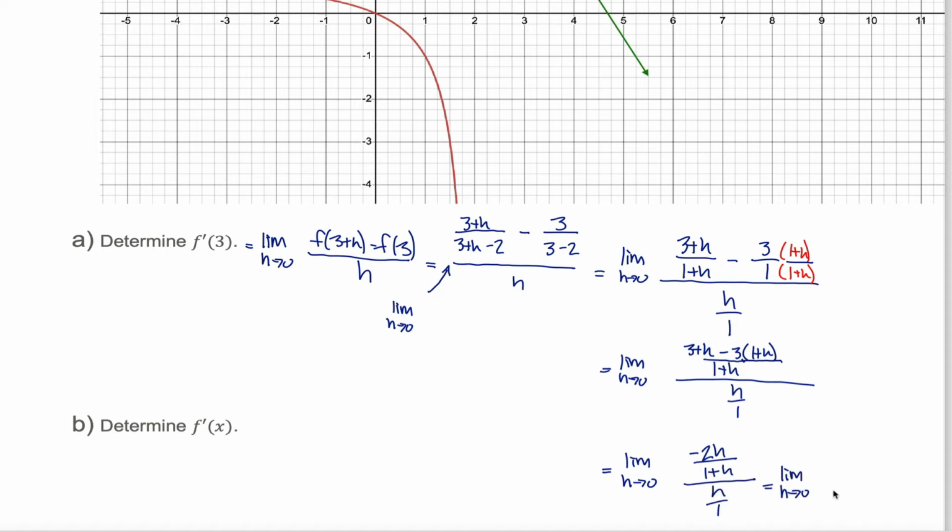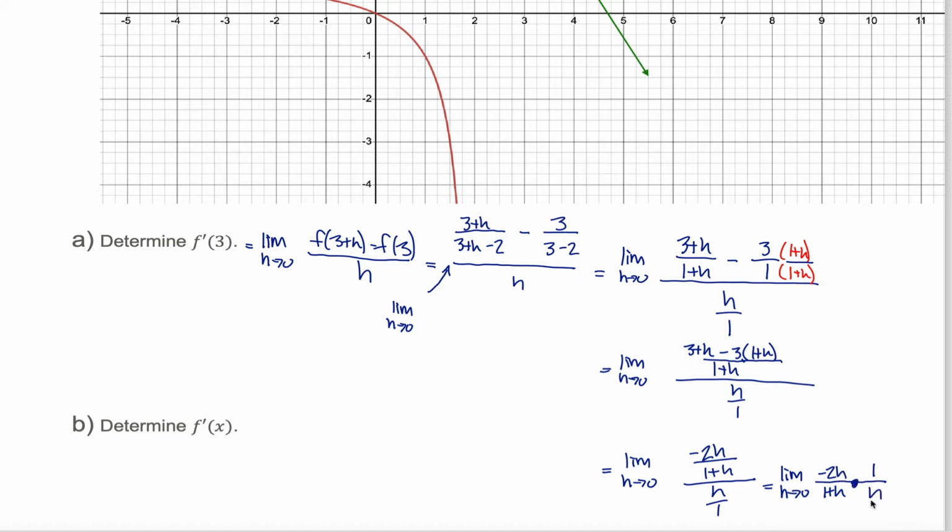This is the bad h, the one that I'm trying to get rid of. But fortunately, now I can get rid of it. The way I'm going to do it is change this quotient of fractions into a product of fractions by taking the fraction on the bottom and flipping it upside down. So instead of negative 2h divided by 1 plus h, divided by h over 1, I'm going to take negative 2h divided by 1 plus h, and multiply it by 1 over h.